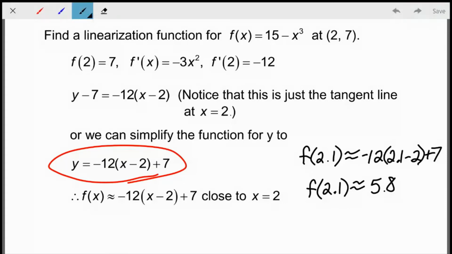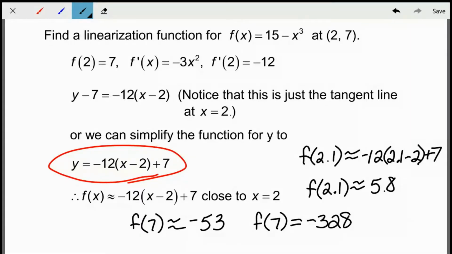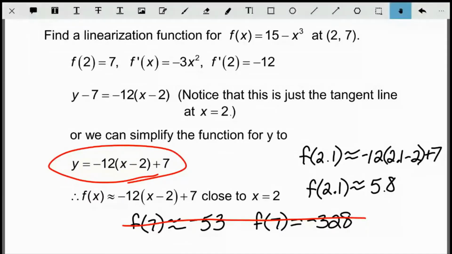Now, where you have to be careful with these things is if you do an approximation and you're too far from your point of tangency. Let's say, for example, I were going to look at f of 7, and I'm going to approximate that. If we approximated f of 7 with our tangent line approximation, we would get approximately negative 53. Well, the problem with that is the actual value for f of 7 is negative 328. So we've gone so far from our point of tangency that our model is no longer giving us an accurate representation of what this function is doing. So on that one, I'm just going to cross it out because I've gone too far from my point of tangency and my model is no longer accurate. I would have to have a new tangent line approximation if I wanted to approximate f of 7.